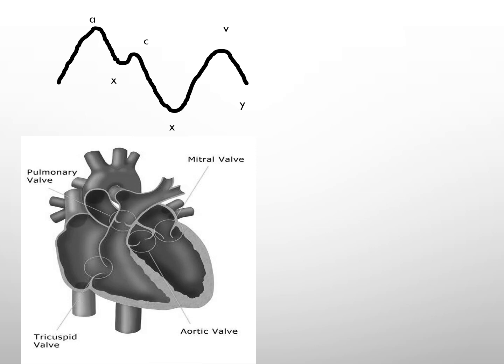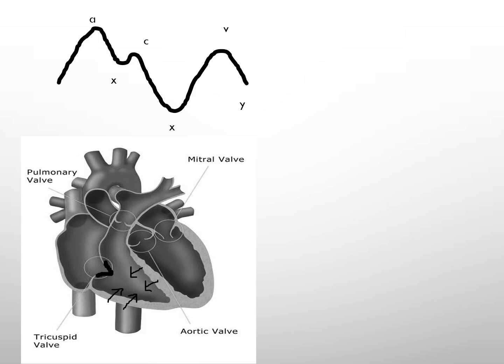The A wave represents the contraction of the right atrium, during which some blood may be pushed upward into the superior vena cava and into the jugular vein. The X descent reflects the relaxation of the right atrium, resulting in decreased pressure. The C wave signifies the closure of the tricuspid valve during the contraction of the right ventricle.